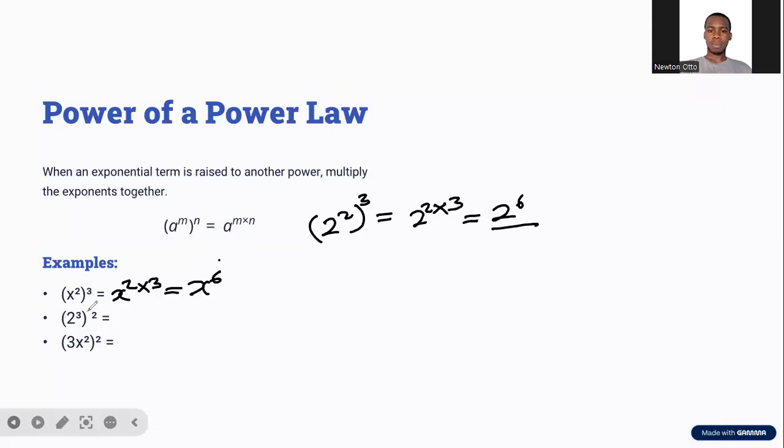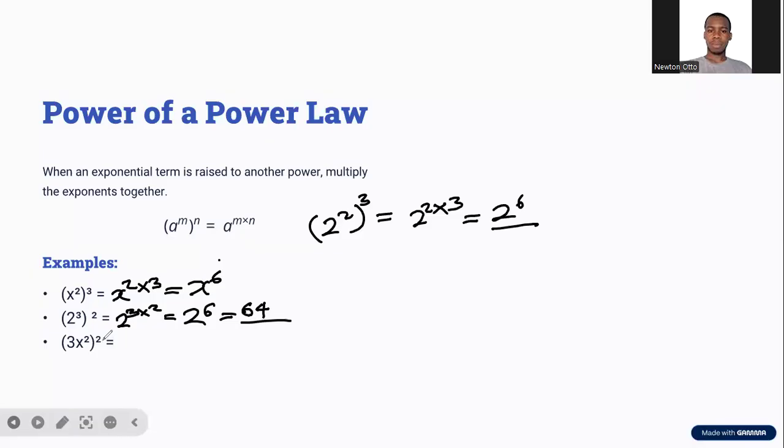And 2 raised to the power 3, all raised to the power 2. Here we use the power law again: 2 raised to the power 3 times 2, which is 2 raised to the power 6. What is 2 raised to the power 6? 2 times 2 is 4, 4 times 2 is 8, 8 times 2 is 16, then 32, and 64.